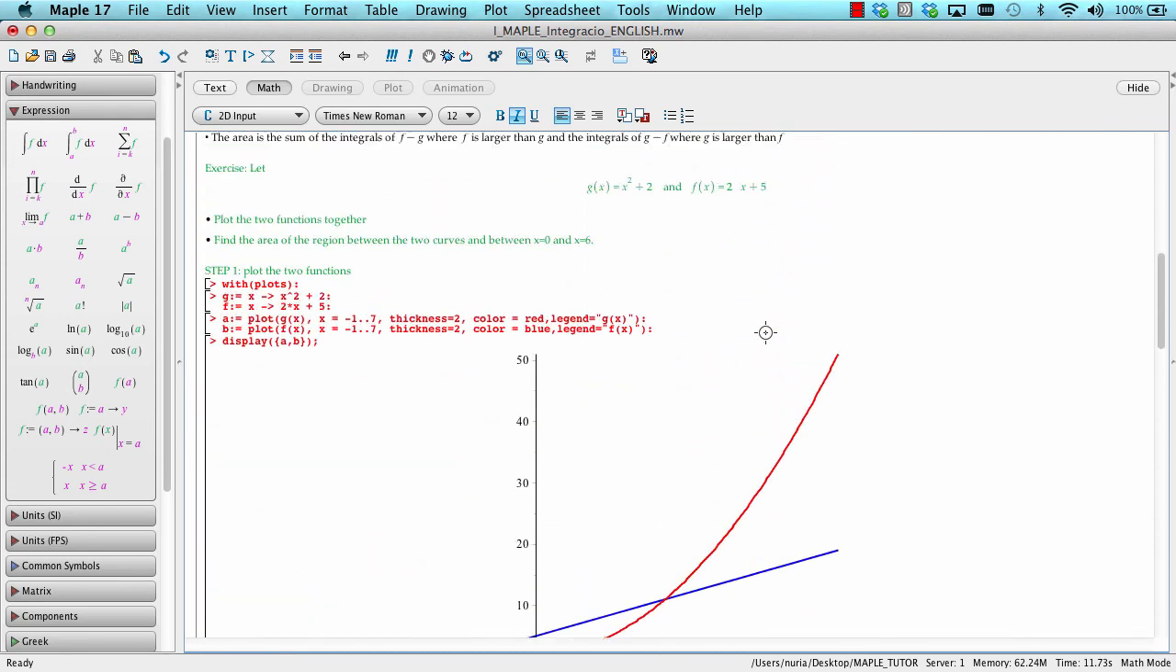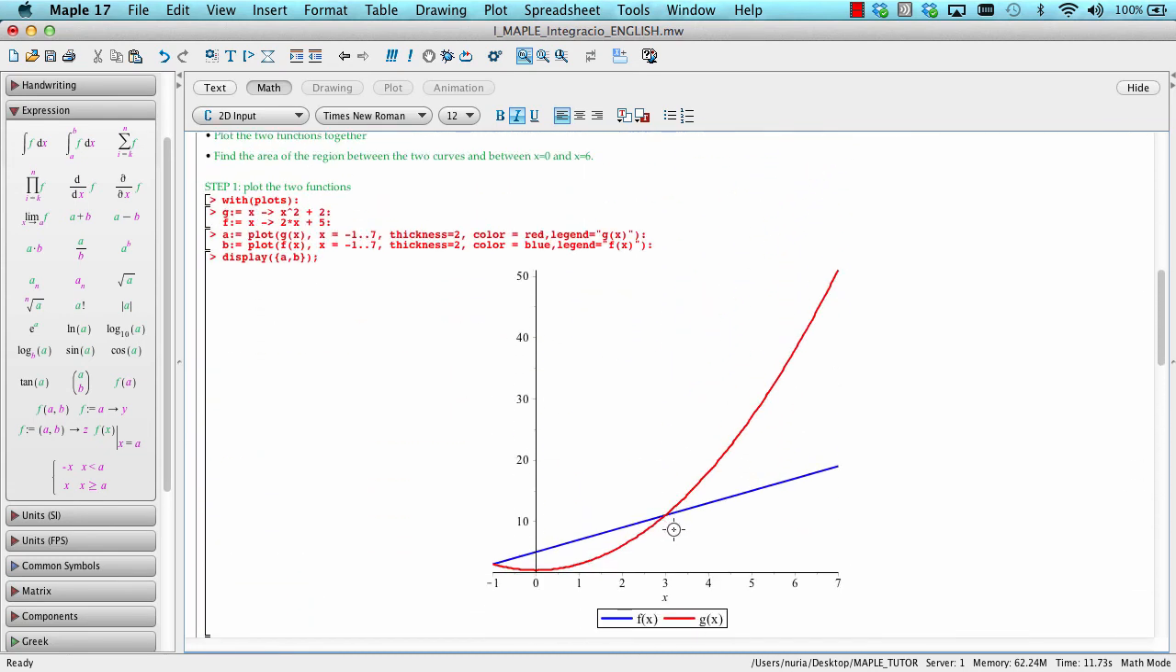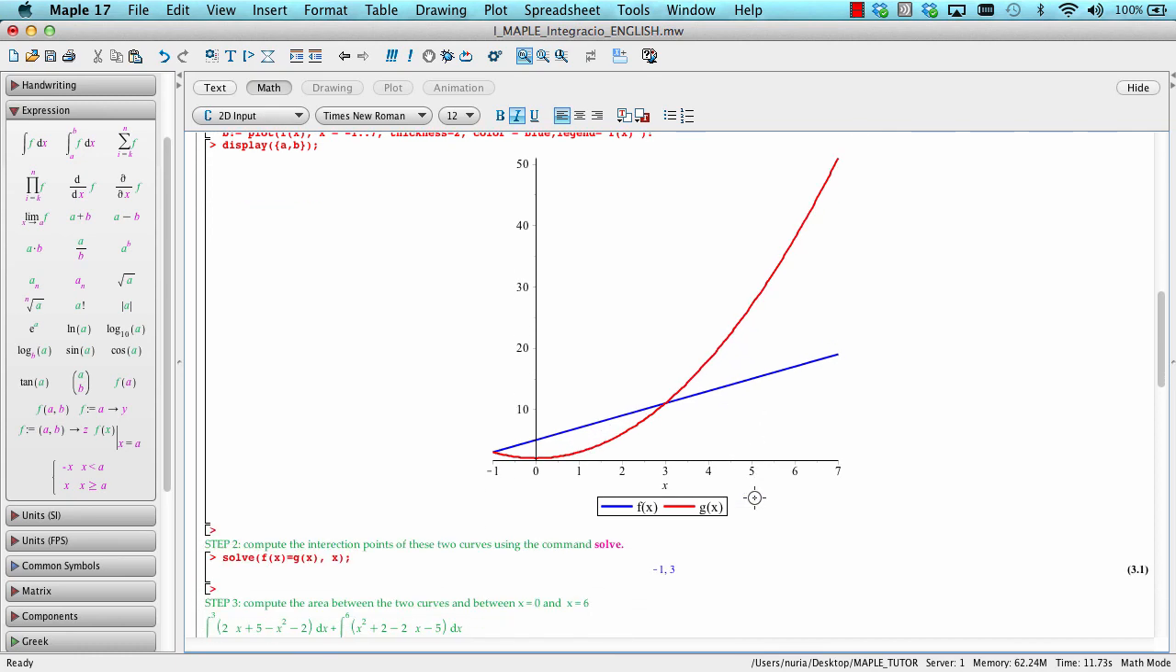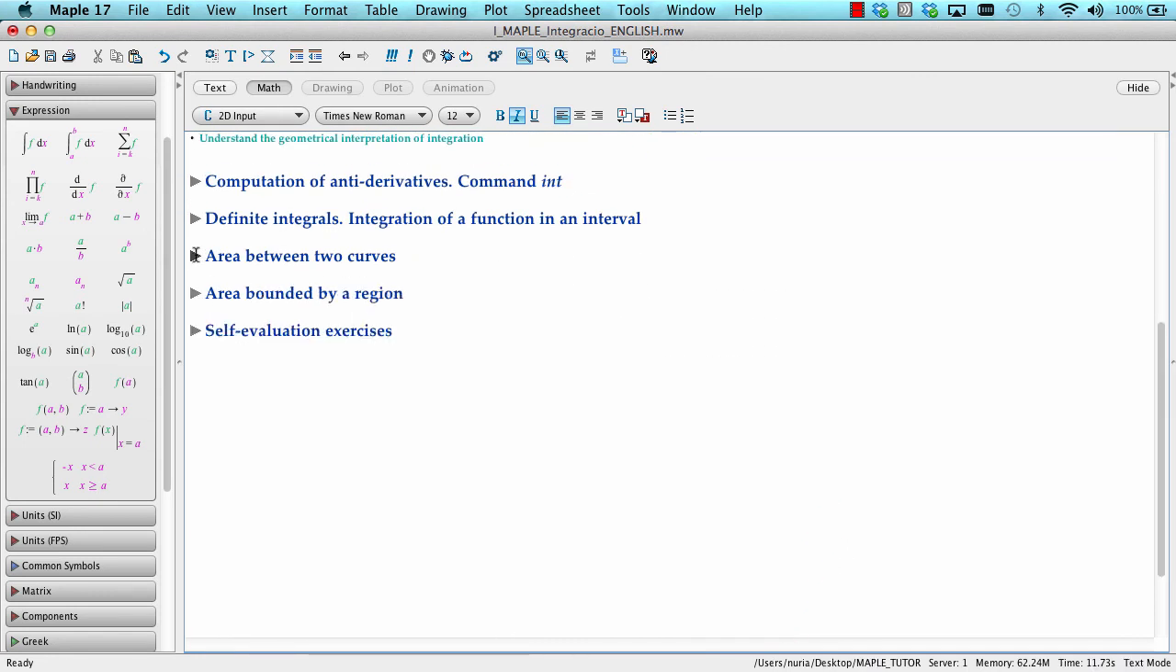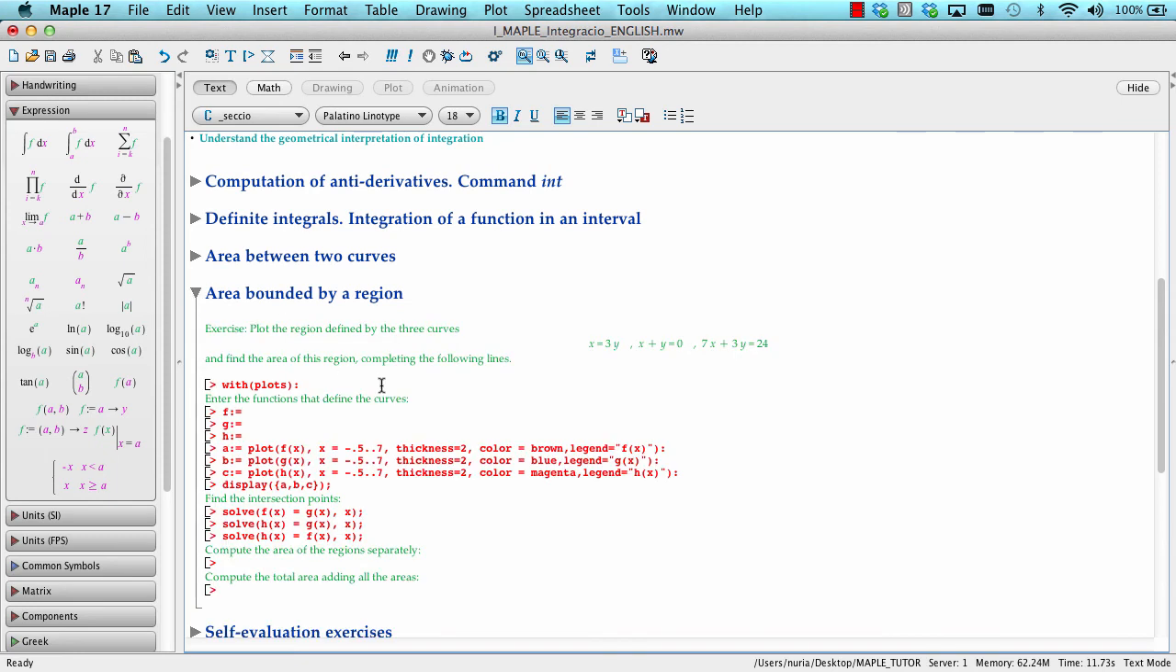And if you have two functions, you should compute the intersection between the functions and then integrate always the function above minus the function below, because we need to get positive numbers. Okay, so this is how we would compute the area between two curves. And now let's see the area bounded by a region. The idea is the same.